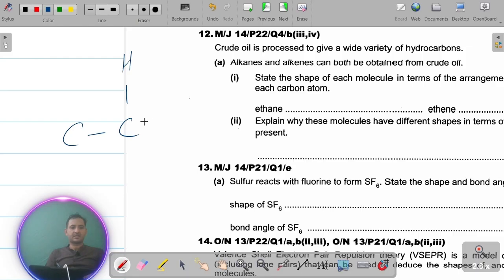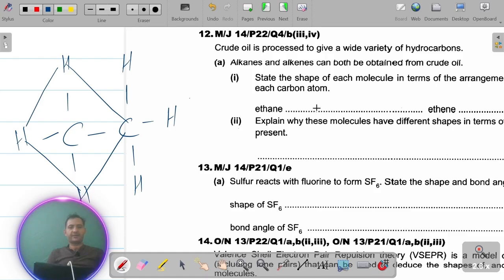And there is carbon sp3 hybrid carbon. And when carbon is sp3, the shape is tetrahedral. So ethane is tetrahedral shape.